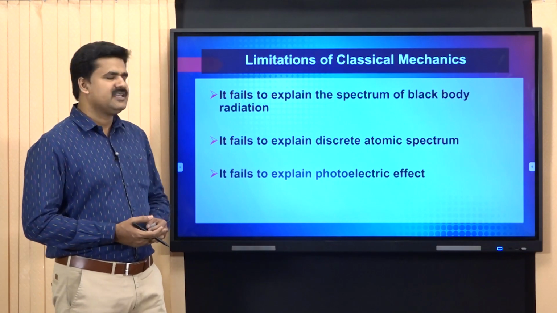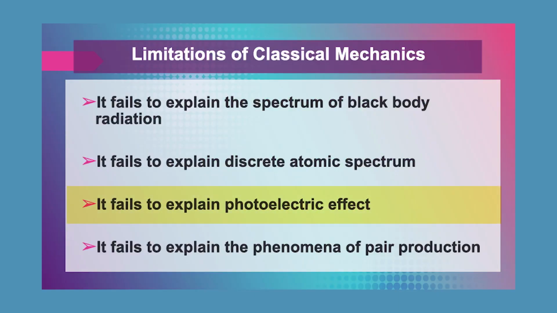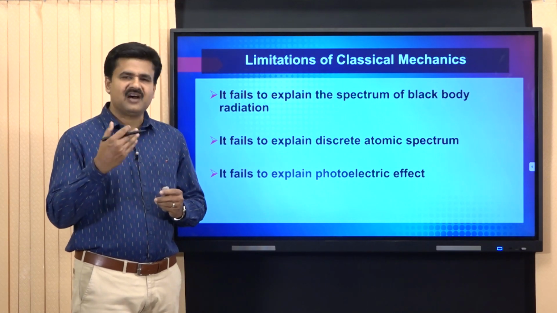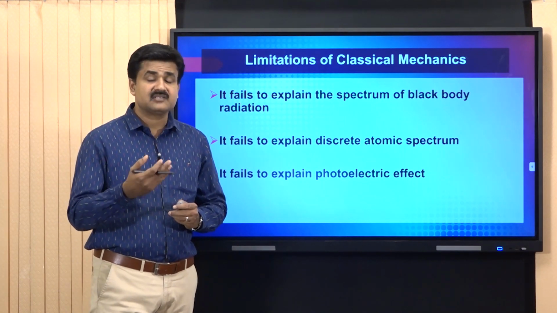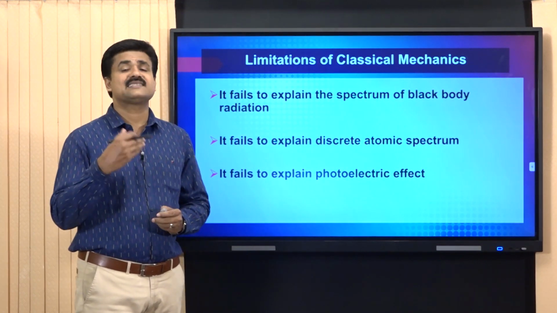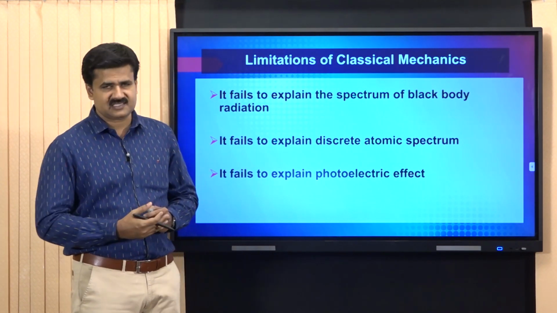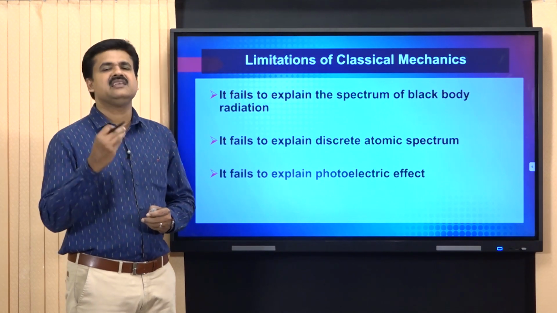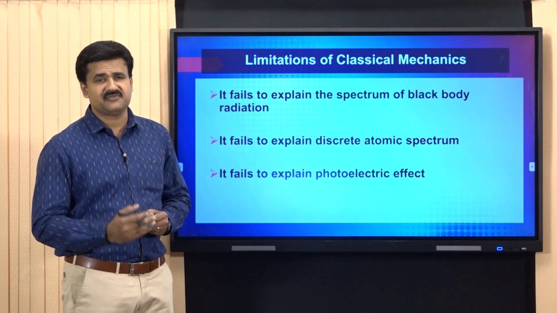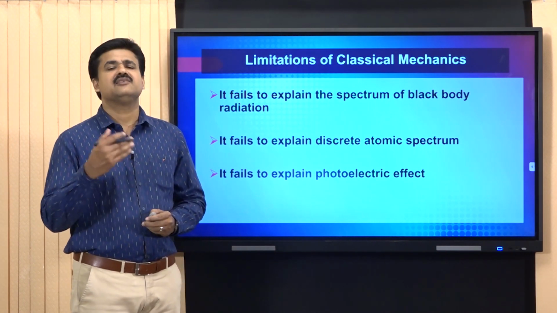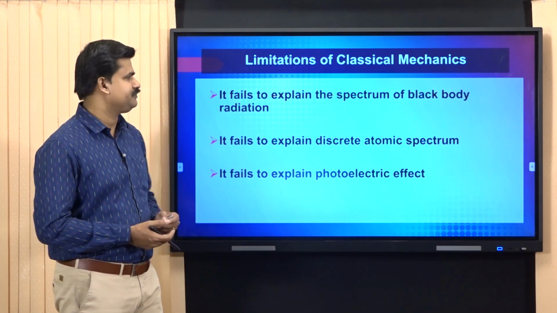Next limitation is its failure in providing an explanation to the photoelectric effect. We know that when radiations of suitable frequency fall on certain metals, electrons will be ejected from the metal surface. This phenomenon is known as the photoelectric effect. Classical mechanics cannot explain the photoelectric effect.